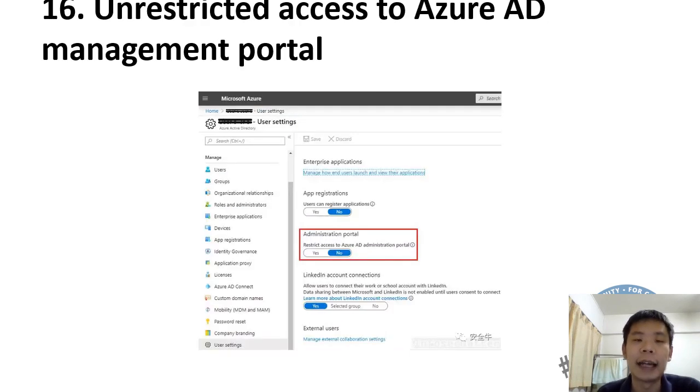Number 16. Unrestricted access to Azure AD Management Portal. The Azure AD Management Portal contains a lot of sensitive information. By default, any user under Azure AD can access it. This means you can log in to the Azure portal as a standard member user and browse and view almost all setting details of other users, group membership, and applications. This is a major security risk and should therefore be restricted.